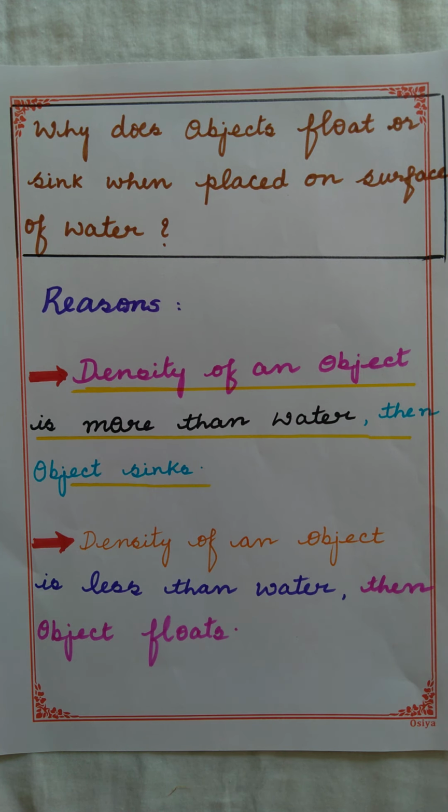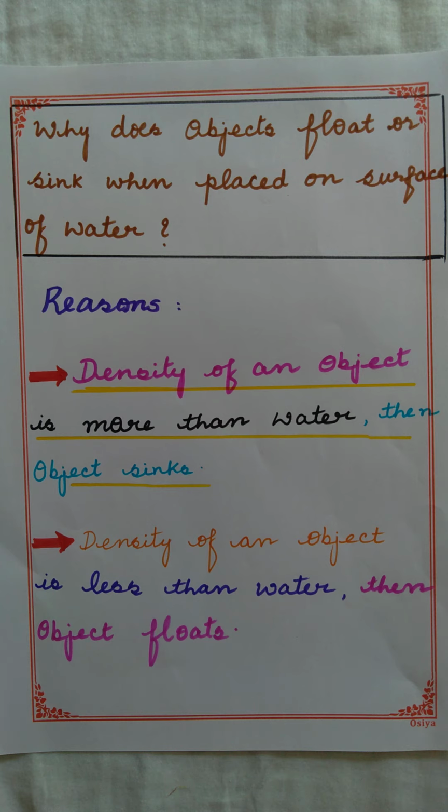Here, density means mass divided by volume. The object I considered is the iron nail, and hence the density of an iron nail is more than water, and hence the iron nail sinks.